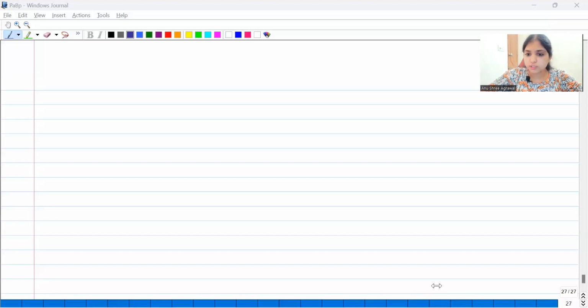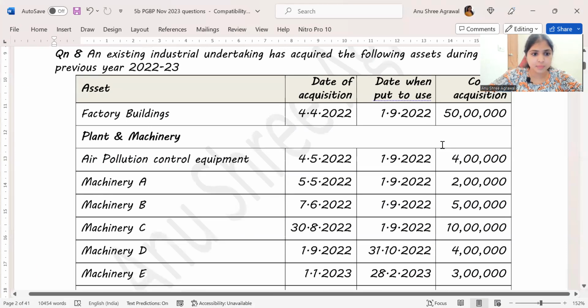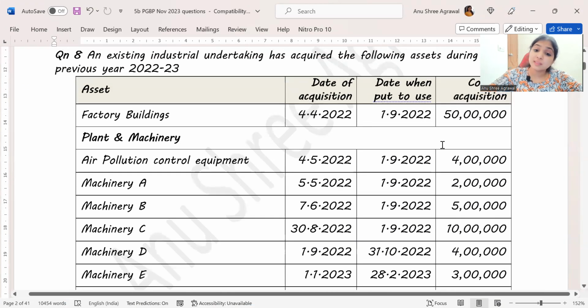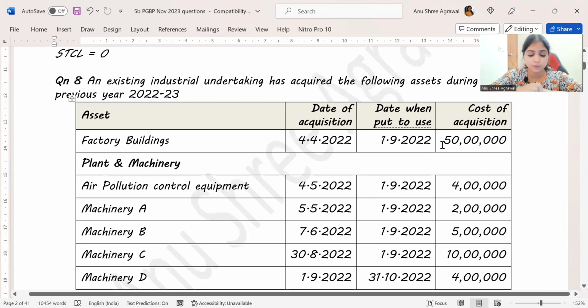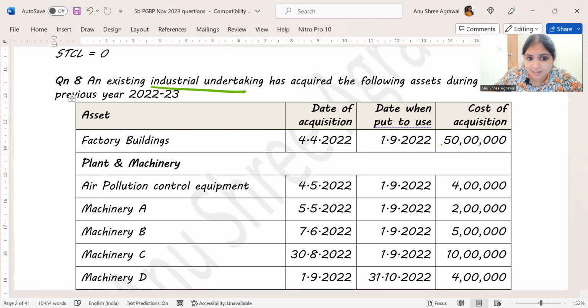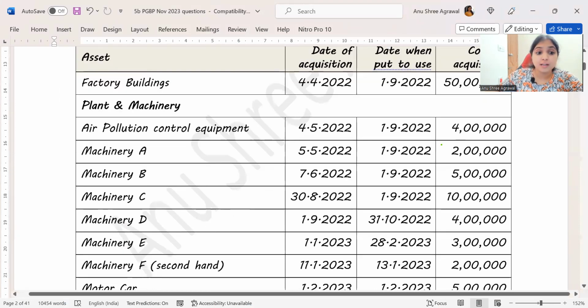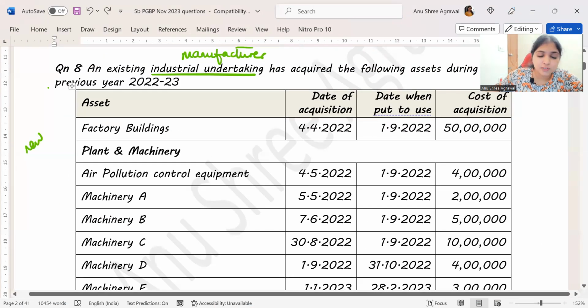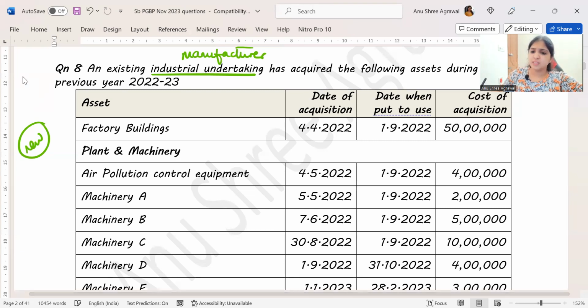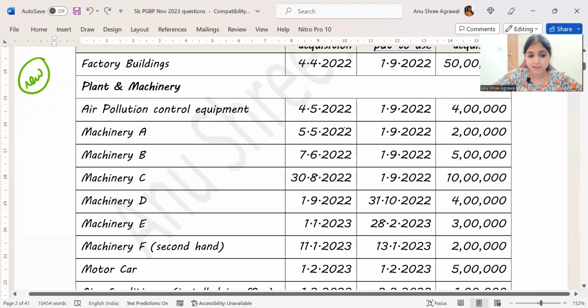I'm bringing the question to your screens, question number 8, guys. This question over here. Let's read the question. Let's understand it first and then we'll work it out. Listen. An existing industrial undertaking. What does industrial undertaking indicate? This itself indicates the assessee is a manufacturer. Okay, an existing industrial undertaking has acquired the following assets during the year. Acquired. So all of these are new assets which we have purchased during the year. They have given us the date of acquisition, the date when it was put to use, and the cost of acquisition.